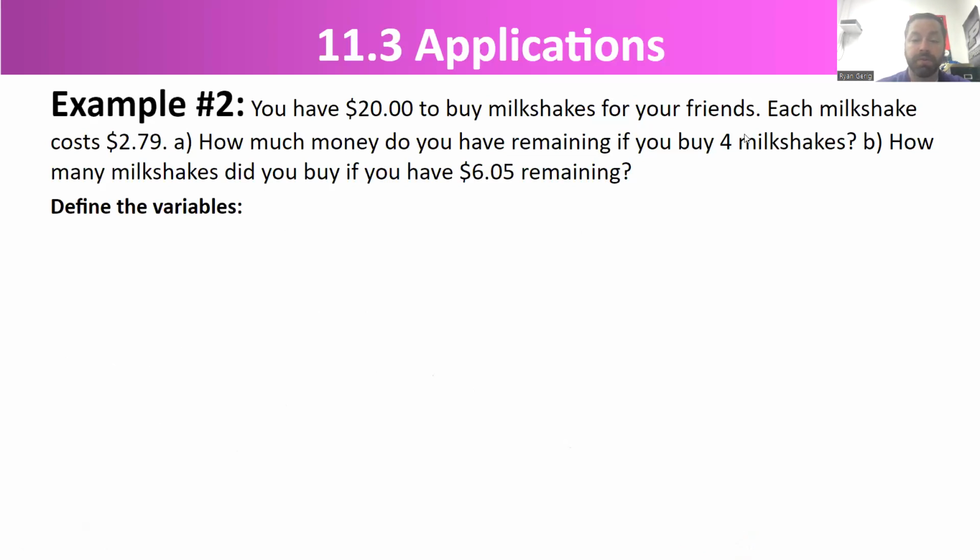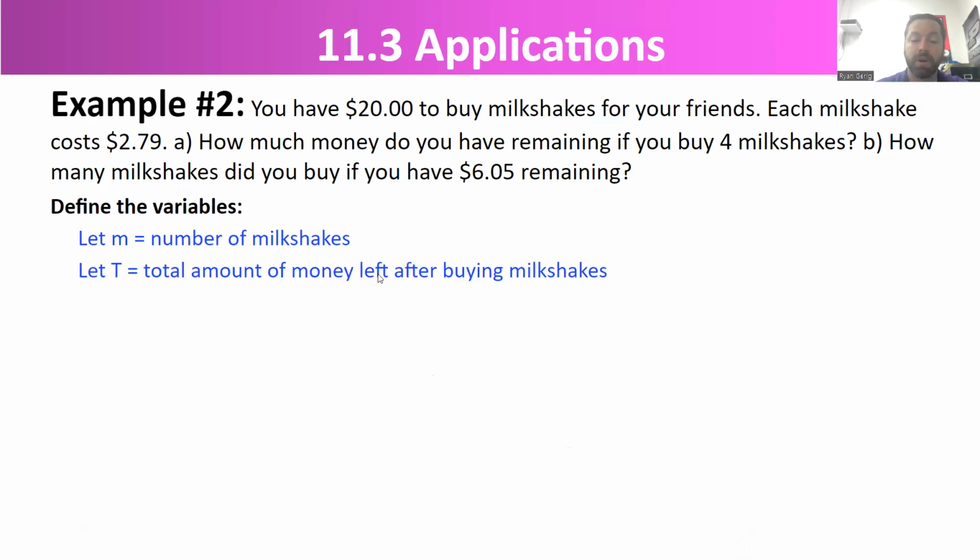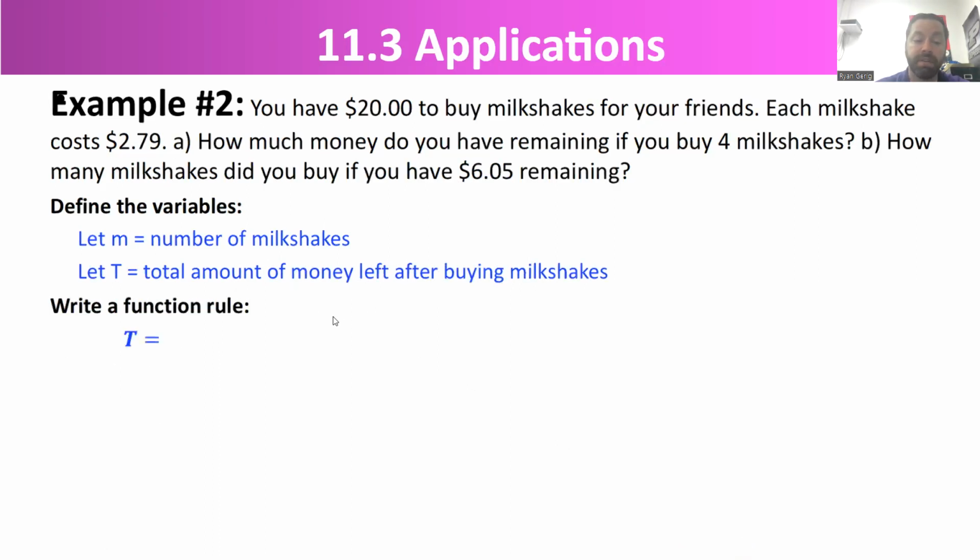Let's define our variables. Let's first look at what's unknown. Well, we don't know how many milkshakes you're buying, right? And then the other one's a little bit harder to see. The other thing that is changing is the amount of money left after buying milkshakes. So those are our two variables. Well, how are those related? Well, the amount of money left, T, is equal to what you started with, 20, and then subtract how much the milkshakes cost. Well, how much did the milkshakes cost? $2.79 times the number of milkshakes. And there's my function rule.